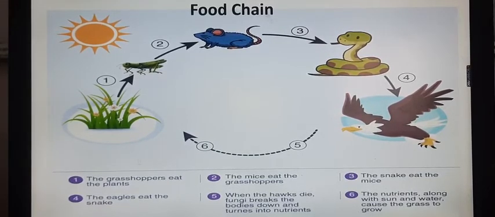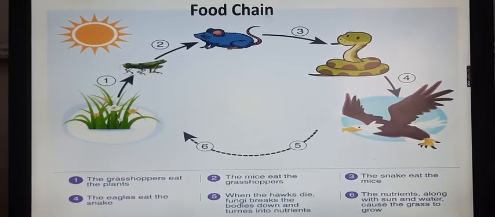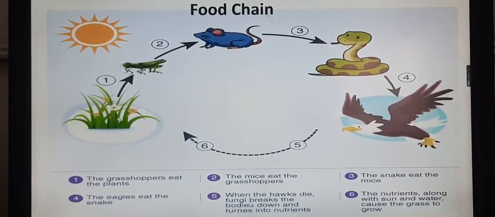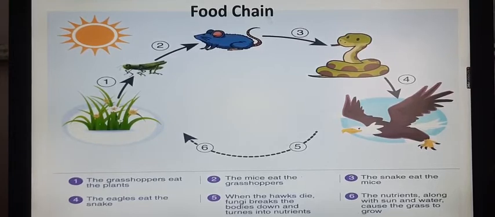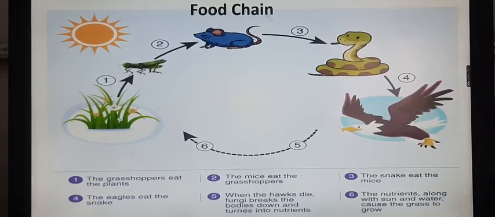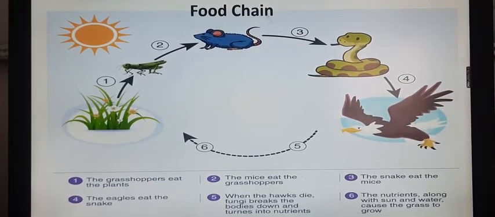So the grasshopper eats plants, the mice eat the grasshoppers, the snake eats the mice, the eagle eats the snake. When the hawks die, fungi break the bodies down and turn them into nutrients. So this will be the fifth level, the decomposers or fungi. Then the nutrients along with sun and water cause the grass to grow. So these nutrients at the sixth level will be used by the green plants for their growth. So this is the food chain.